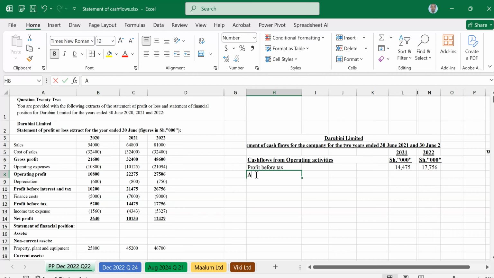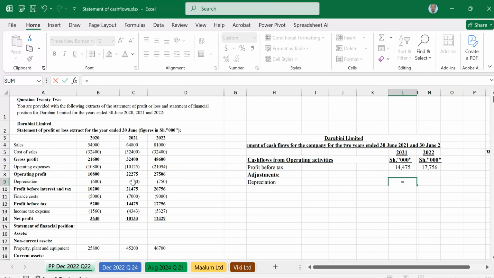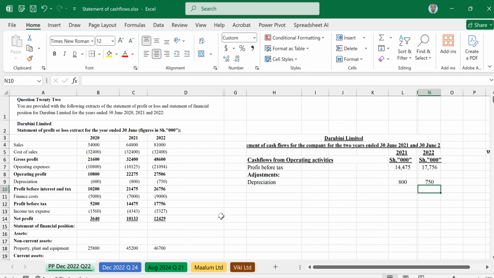Adjustments, and we have depreciation. Depreciation is already given here as negative, then the 800 also negative. You want to make them positive, that will be 750. That is for depreciation.